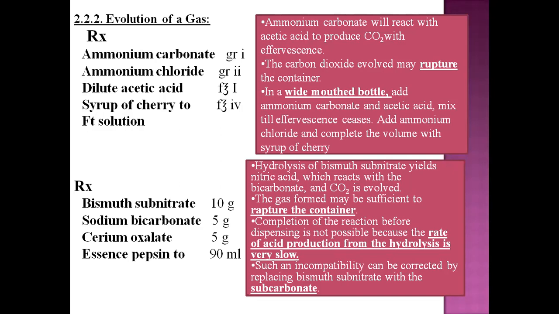Such an incompatibility can be corrected by replacing bismuth subnitrate with subcarbonate. Just use bismuth subcarbonate. It will hydrolyze with the formation of carbonic acid. However, carbonic acid will not react with sodium bicarb and will not evolve carbon dioxide.